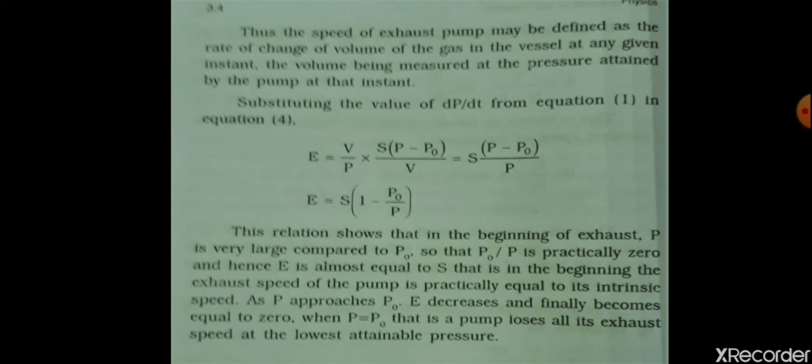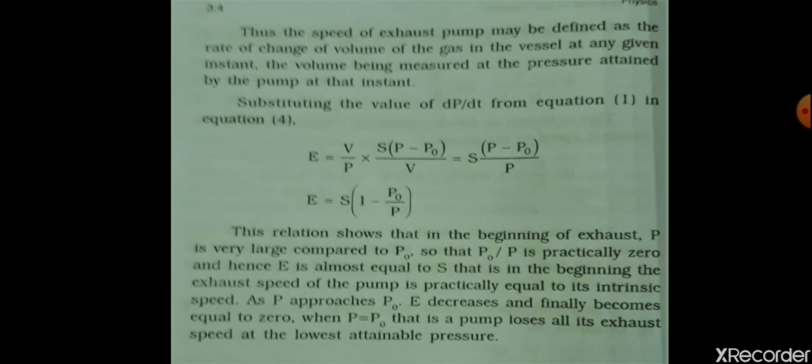Substituting the value of dP by dt from equation 1 in equation 4, we will get E is equal to V by P into S into (P minus P naught) by V, where V gets cancelled. That becomes equal to S into (P minus P naught) divided by P. Again, if you divide by P separately, you get E is equal to S into bracket 1 minus P naught by P.